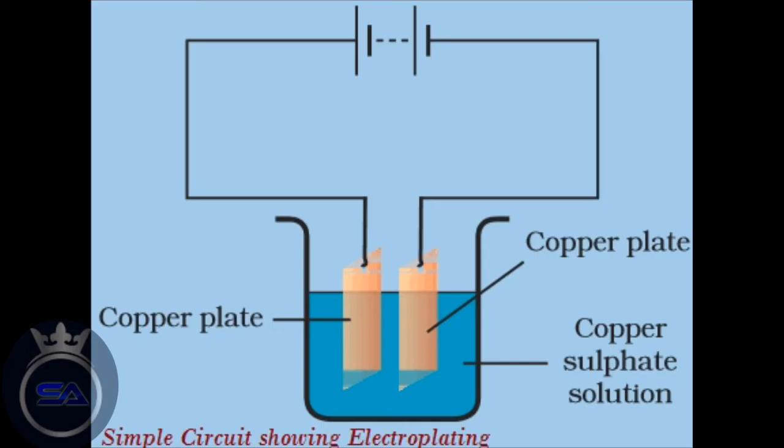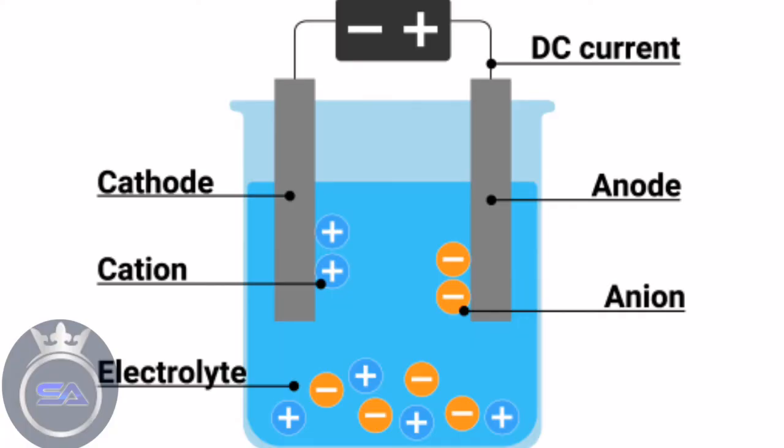Next subtopic is chemical effect of electric current. When electricity is passed through an electrolyte, it causes the electrolyte to break into cations and anions. This process is called electrolysis. This chemical effect of electric current is most commonly used in the process of electroplating.